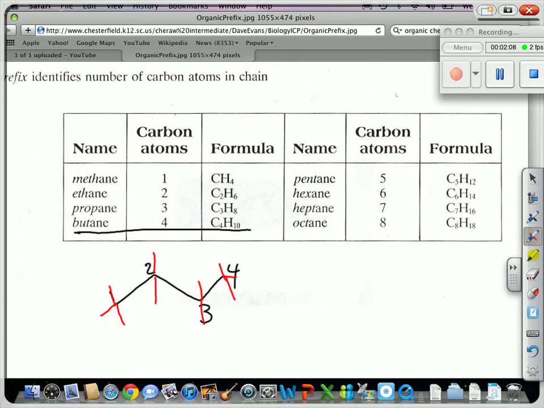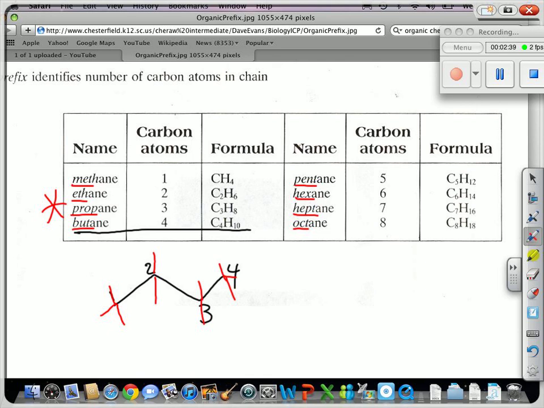Some things to note: the prefixes for these organic compounds are not the same as for covalent compounds, which we just looked at. Meth means 1, eth means 2, prop means 3, but means 4, pent means 5, hex means 6, hept means 7, oct means 8, and there's a couple more as we go on. The prefixes for 1 through 4 are the ones that are going to be different when we're naming organic compounds.